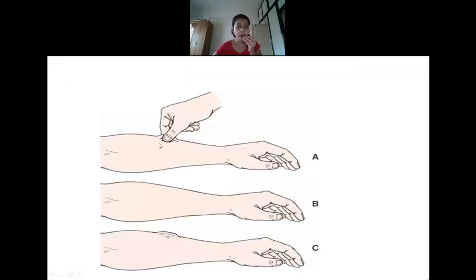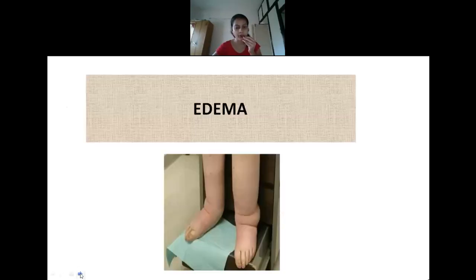You have to pinch the patient with the thumb as well as your index finger for 3-4 seconds, and then release. Immediately the skin has to come down within 2 to 3 seconds. If it remains there, it means that the person's skin turgor is reduced, maybe because of vomiting and all. Next is regarding the edema.